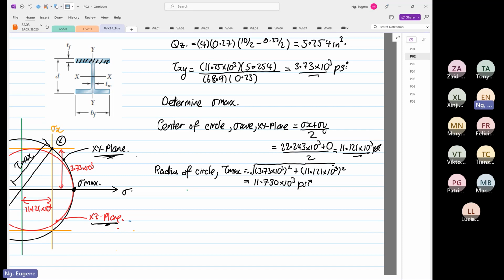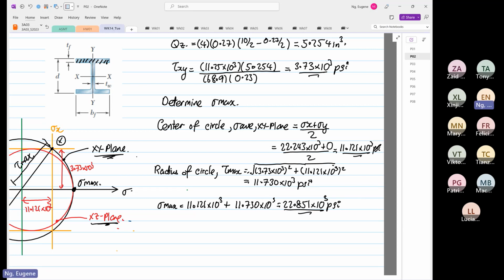squared plus by 11 point. And then square root the whole thing is 11.73. So your stress max is equal to 11.121 times 10 to the power 3 plus 11.730 times 10 to the power 3. So this will be equal to 22.851 times 10 to the power 3 psi.